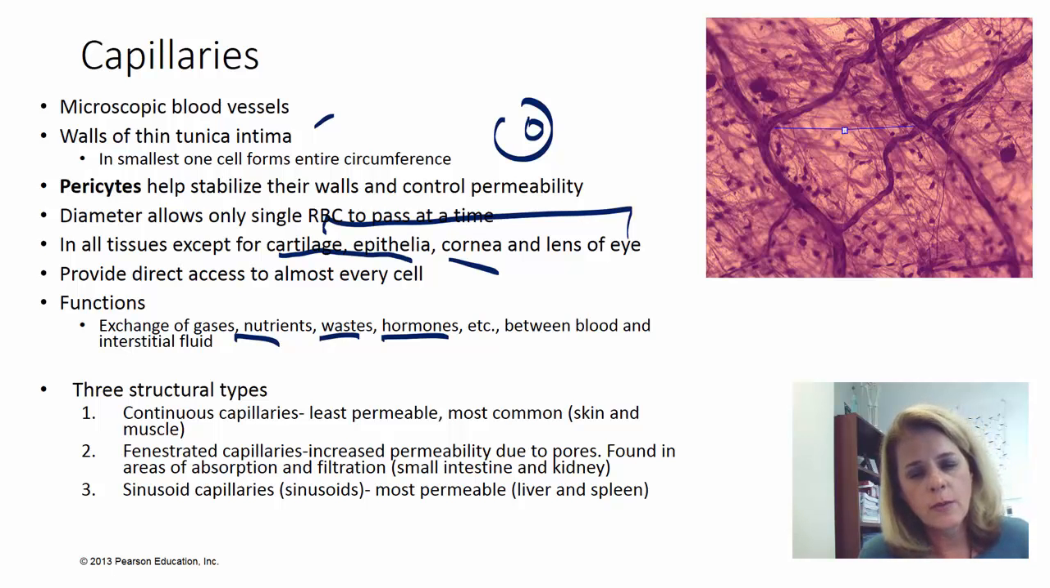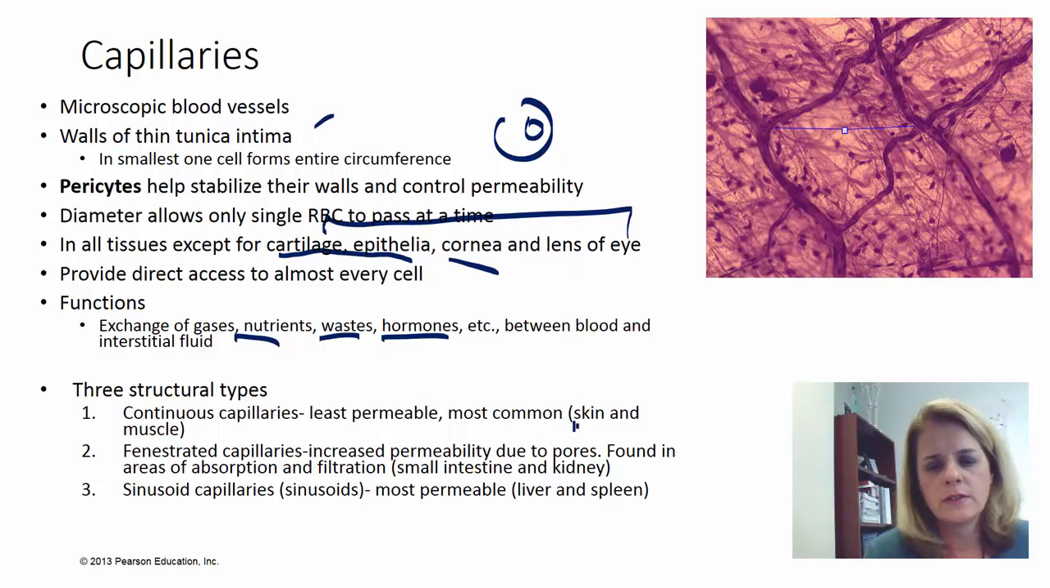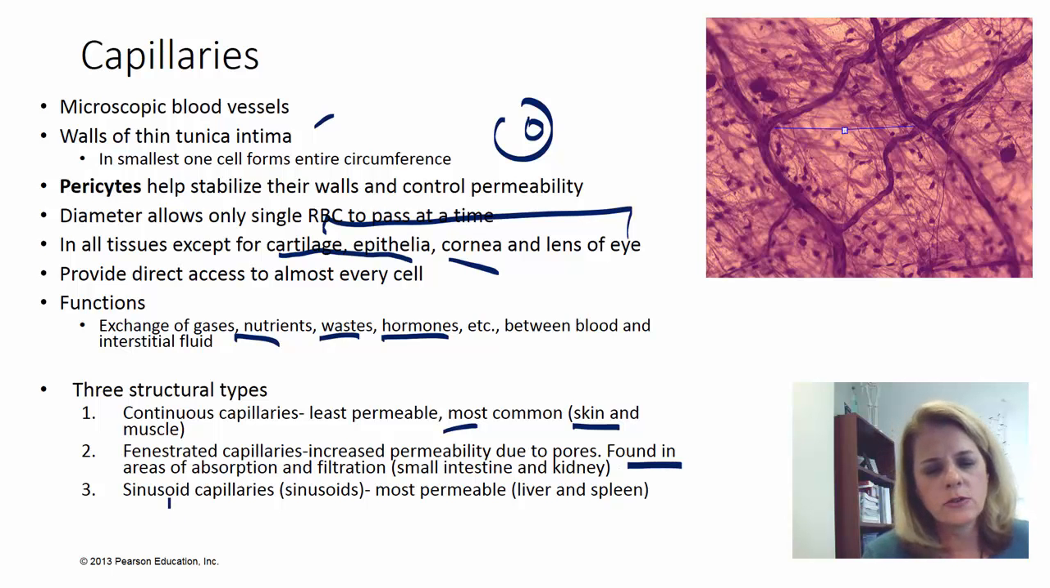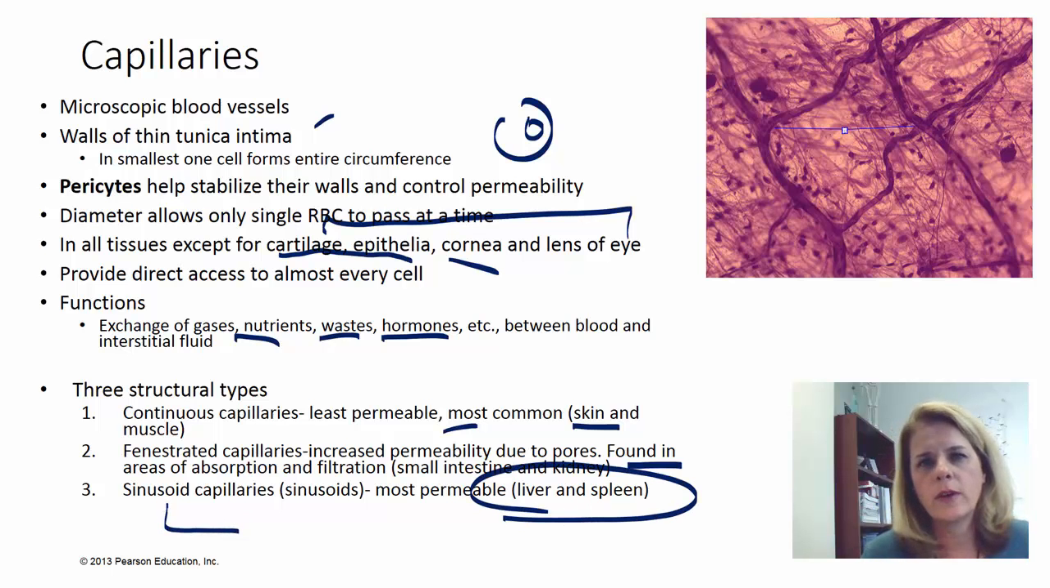You have several different types. You have what are called continuous capillaries. They're not very permeable, but they're the most common. You see those in skin and muscle. You have what are called fenestrated. They're more permeable. They have pores in them that allow for filtration and absorption, like in the small intestine and the kidney. And then you have sinusoid capillaries, and they're real permeable, like in the liver and the spleen. So remember when we needed those red blood cells to be caught by the spleen? Coming through those sinusoid capillaries so that the old red blood cells can be taken out by the spleen, so they're real permeable.